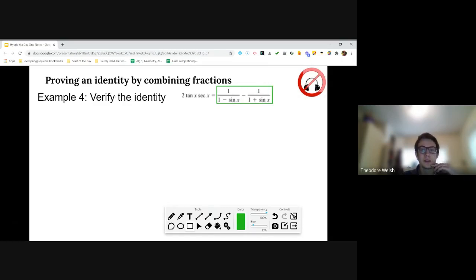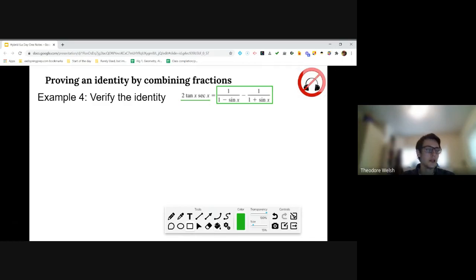In my opinion, working from the right side is probably going to be easier because we have 2 fractions here, whereas on the left side there are no fractions. So it's usually easier to combine fractions and cancel than it is to expand. So in my opinion, starting from the right side and working with the right side is probably going to be the better process, but you can choose to go from the left as well.